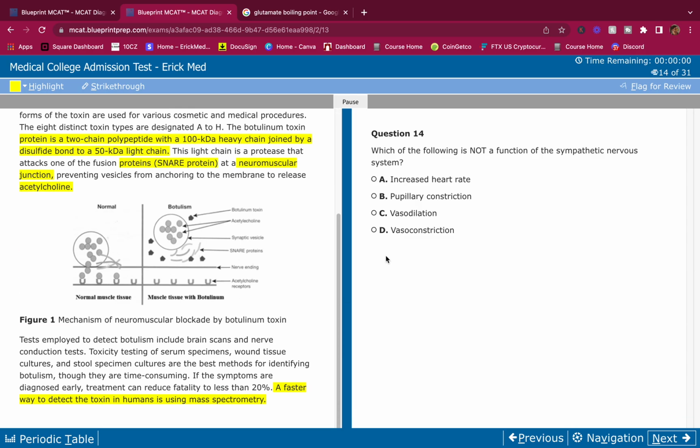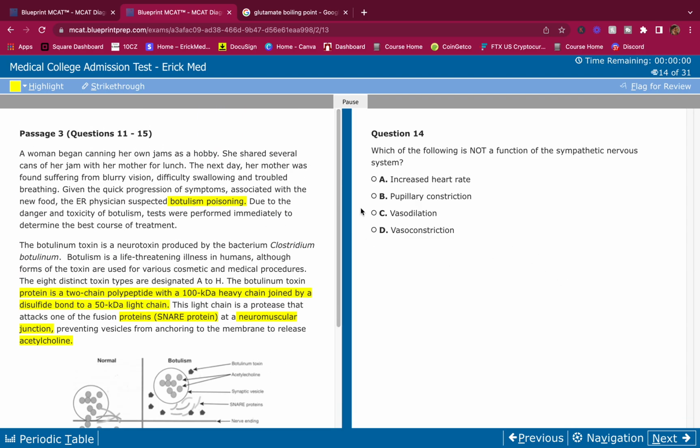Notice how confident I am at going through these passages, guys. You have to be confident. I don't want to curse, I don't want to get demonetized, but you've got to be confident as much as possible. You deserve this good MCAT score. You put in the work. Trust in yourself. Believe you got this.